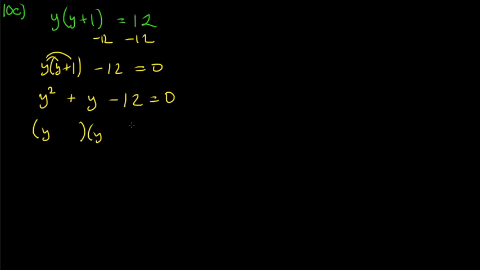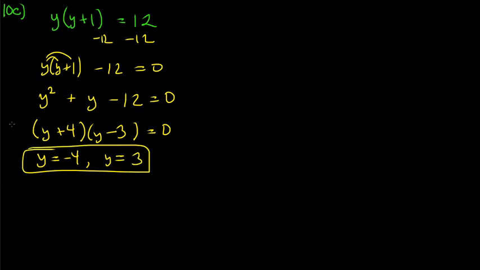So as usual, what two numbers multiply to negative 12 and add to 1? Okay, so it's not going to be 12 and negative 1 or 6 and negative 2. It's going to be positive 4 and negative 3. 4 minus 3 is 1, right? So y is either going to equal negative 4 or positive 3. Oops. y equals positive 3. All right. Moving on to part D.